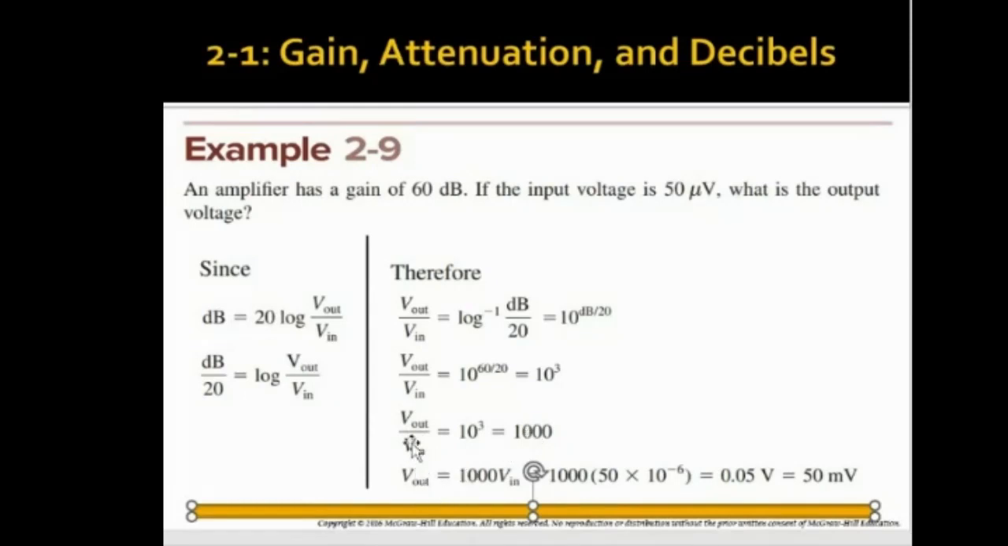We are looking for the output voltage. So the output voltage will be 1000 times the input voltage. So 1000 times 50 microvolts, that is 50 times 10 to the power of minus 6 times 1000, gives us 0.05 volts, or 50 millivolts.